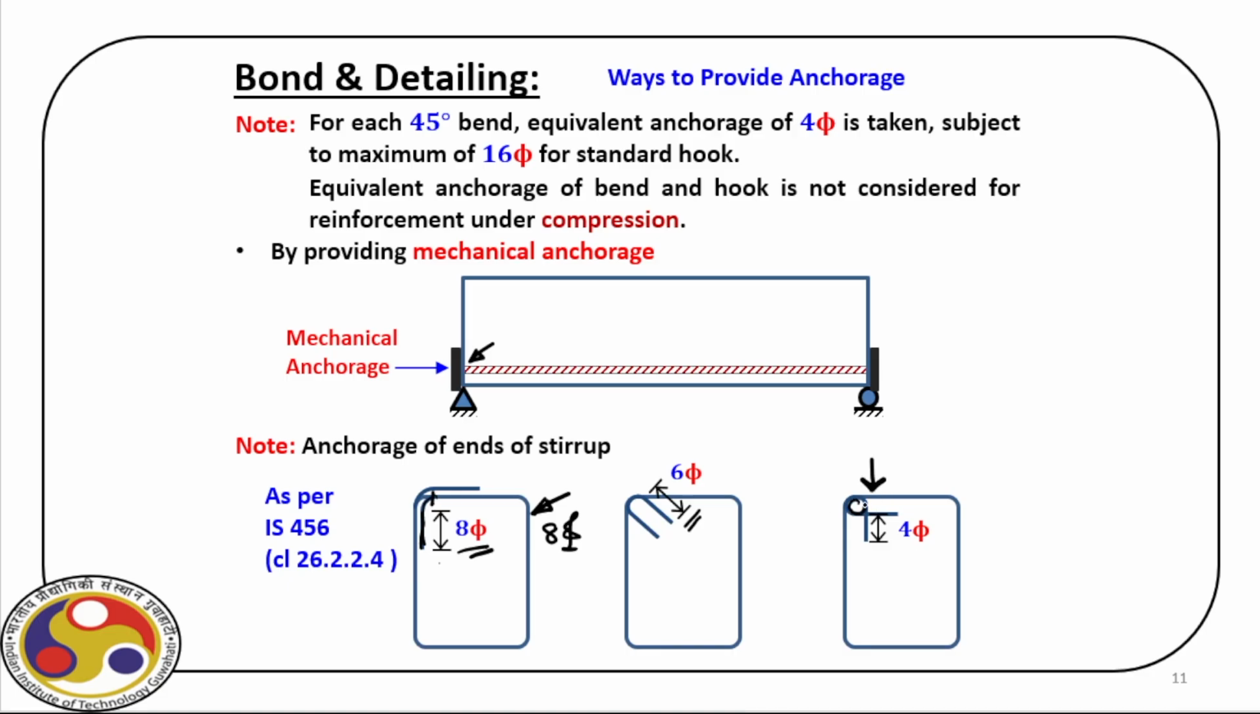If you have a bar here, obviously this bar is fully anchored inside, and for this we should also provide, after this bend, this 4-phi, as I have already explained. And the clause is 26.2.2.4 in IS 456. So this is the type of stirrup that we use for sufficient anchorage against shear.